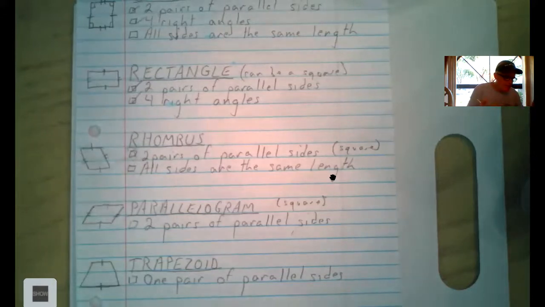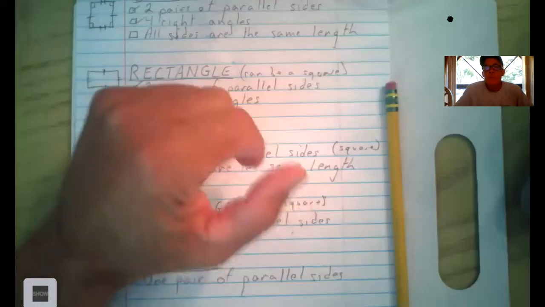And I like the little guy. I like the trapezoid. There's different types of trapezoids, but it's a bit lonely. So that's the difference between a square, rectangle, rhombus, parallelogram, and trapezoid.